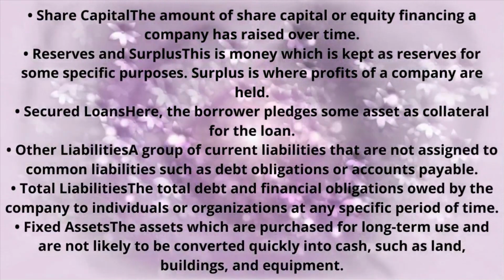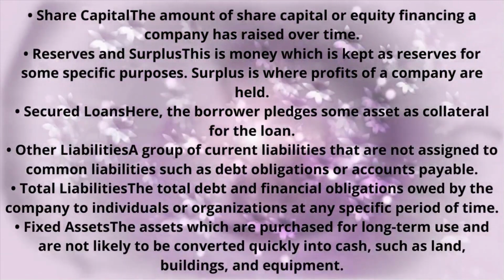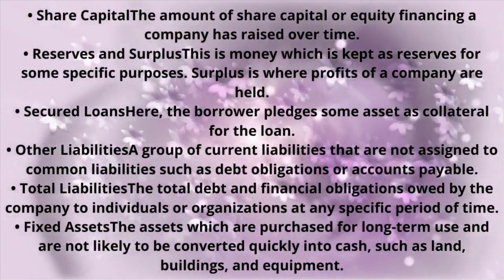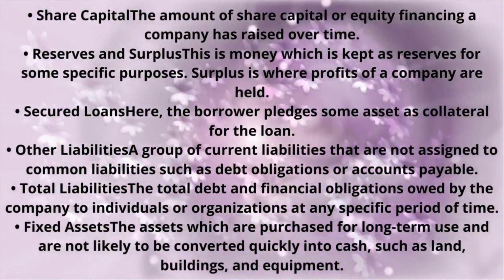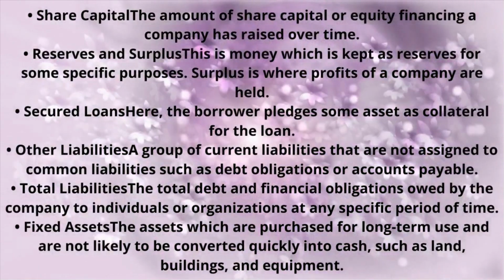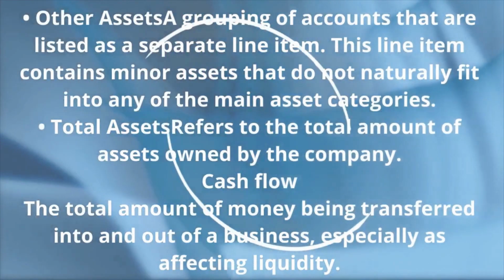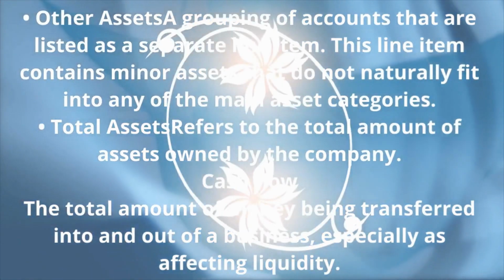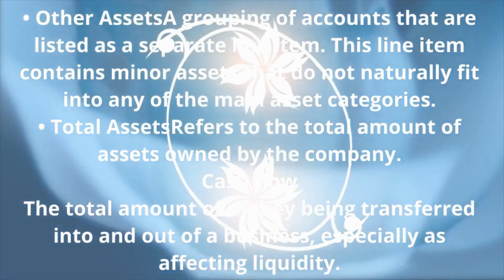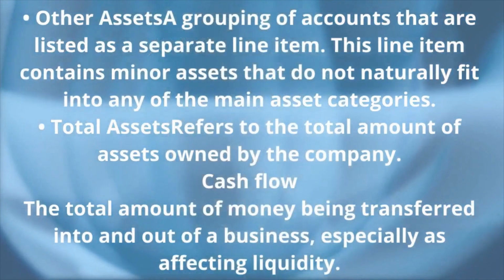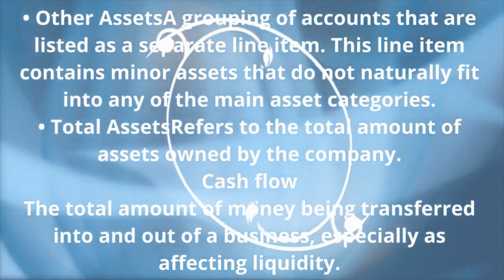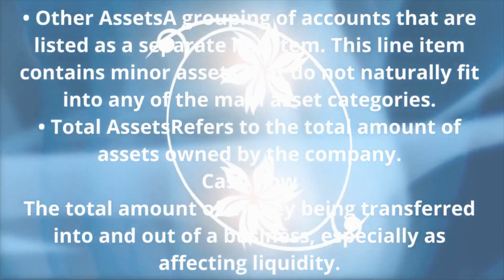The assets which are purchased for long-term use and are not likely to be converted quickly into cash, such as land, building, and equipment. Investment. Any money deployed by the company in the hope of making a return in the future. Net working capital, the aggregate amount of all current assets and current liabilities.